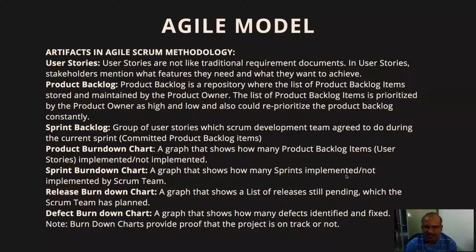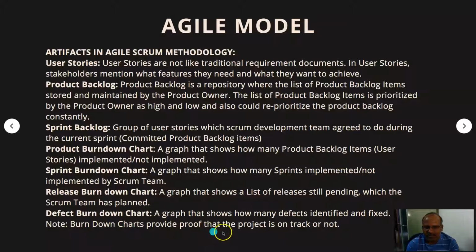That is basically how many sprints are implemented and how many are yet to be implemented, tracked by this chart. A release burn down chart is a graph that shows a list of releases still pending which the Scrum team has planned. Then the defects. It's the same thing for defects: how many defects are identified and fixed.